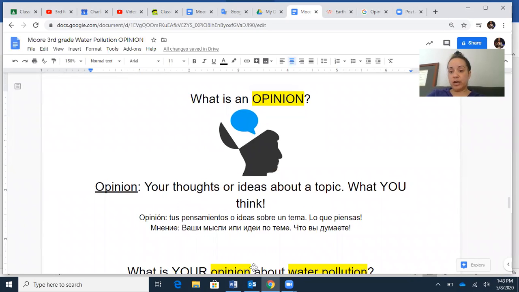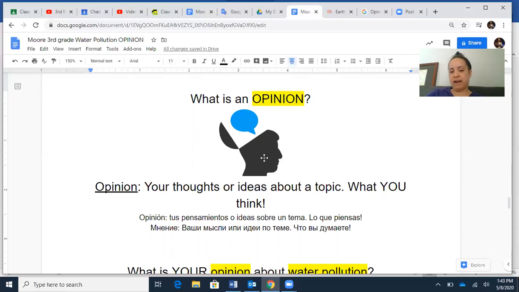So we just learned that water is important to people and animals, and it's important to keep it clean because animals drink and take baths in water, and so do people. So now we're going to talk about what is an opinion. Have you heard that word before? Opinion. An opinion is your thoughts or ideas about a topic, what you think.